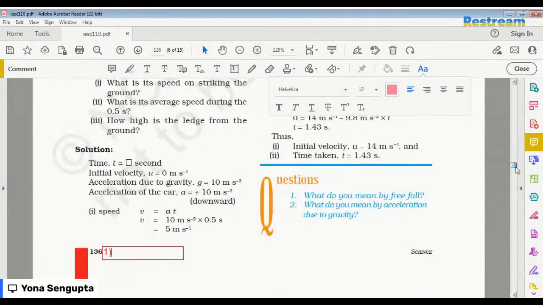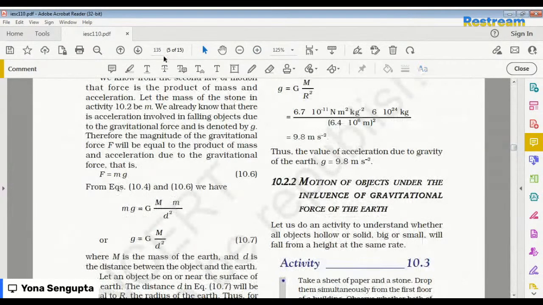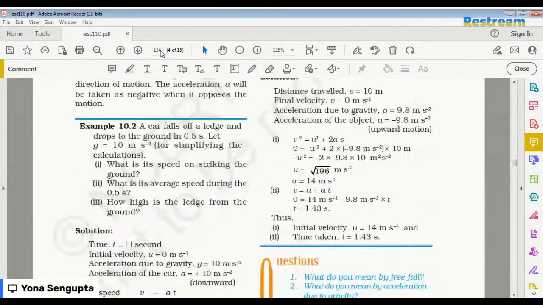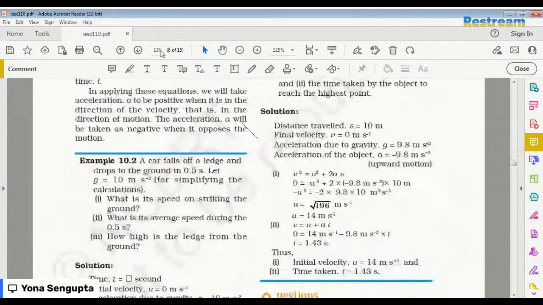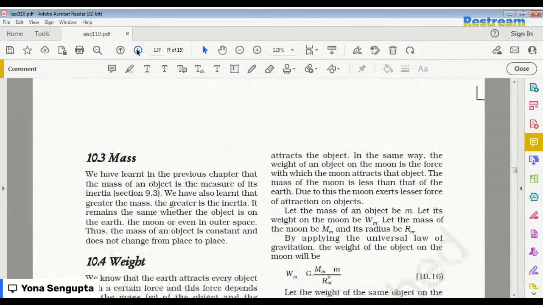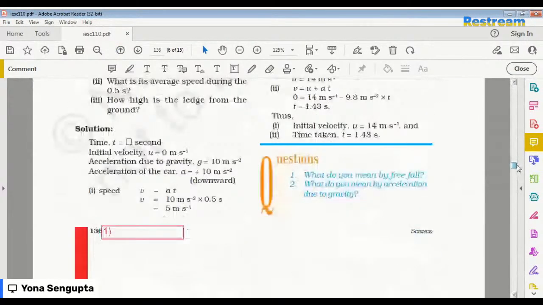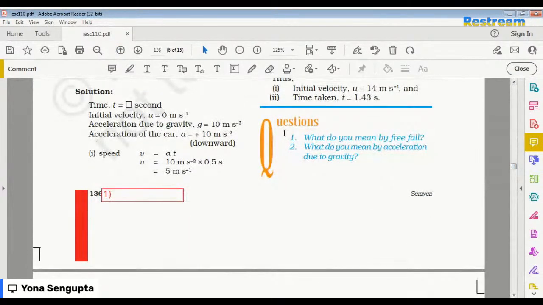Okay. So we have already done two questions here. These two questions were the questions we have already done. Next, we will be doing these questions like what do you mean by a free fall body? Okay, so I'll write it down.